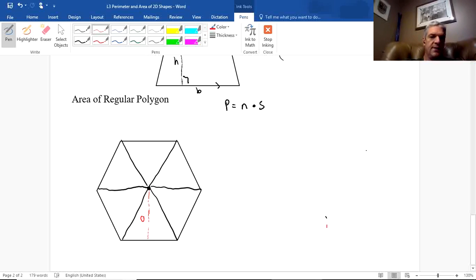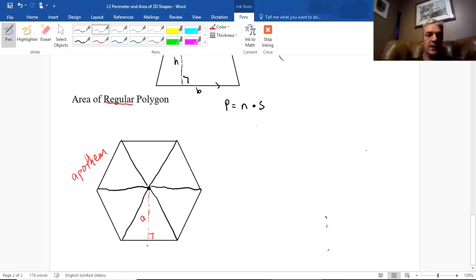And it's given the letter a for apothem, okay? And again, this will be here at the midpoint, at a 90-degree angle. It will be a 90-degree angle if it's a regular polygon. And I emphasize, this is a regular polygon. It doesn't work for every polygon. It only works if all sides are equal, okay?